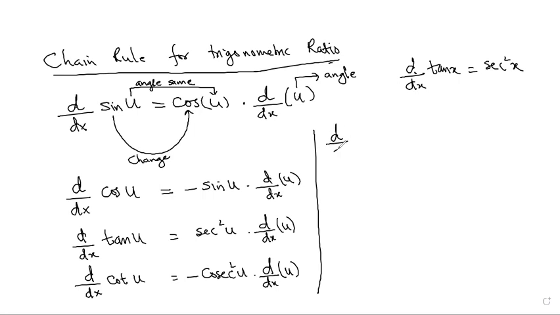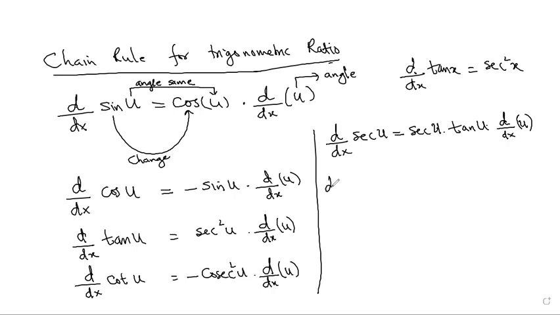Then d by dx of sec u. Sec or sec, whatever you speak. Sec u into tan u, into d by dx of u. Look here, sec u, tan u. In both places the angle will be same as the original, into derivative of the angle.